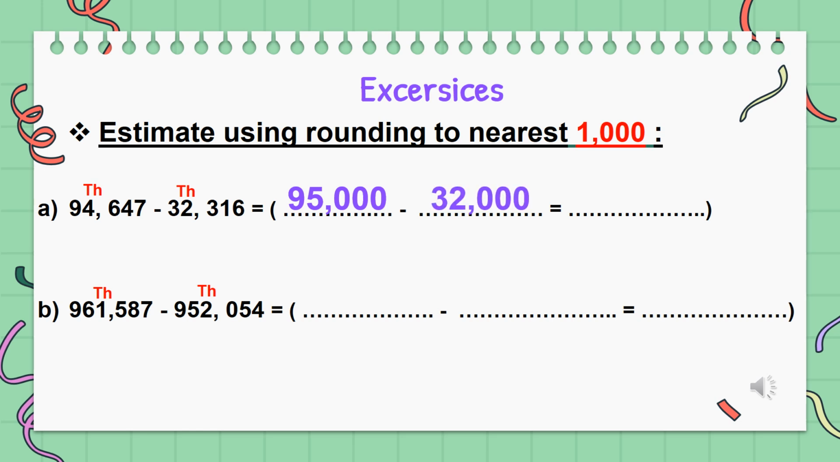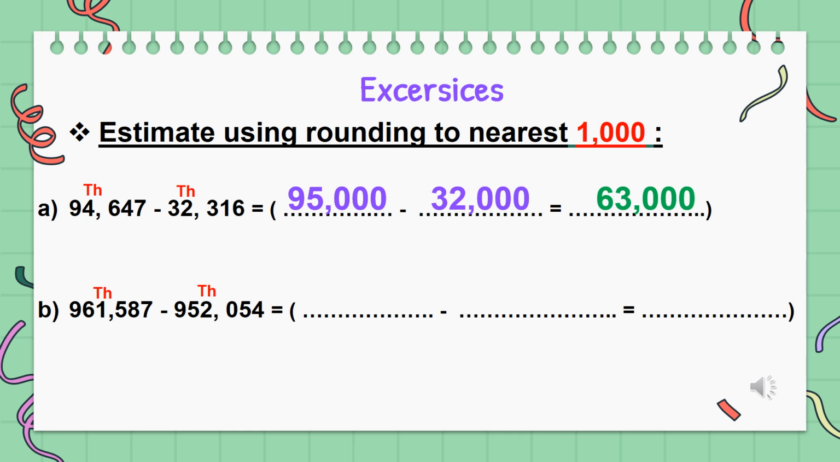So now we can subtract. Ones with ones, tens with tens, 100 with 100. 0 minus 0, 0. 0 minus 0, 0. 0 minus 0, 0. Then 5 minus 2 equals 3. 9 minus 3 equals 6. So the difference here is 63,000.